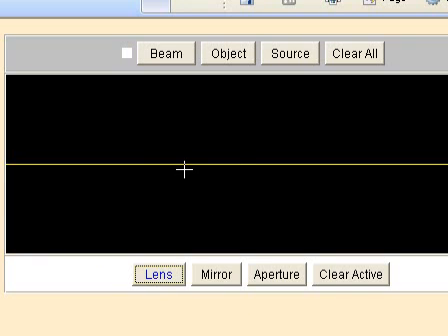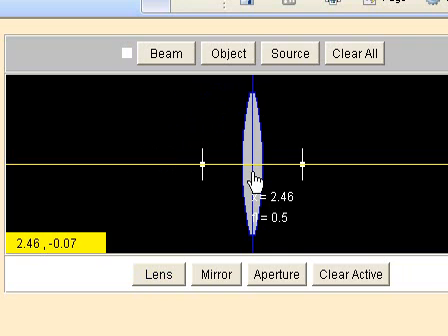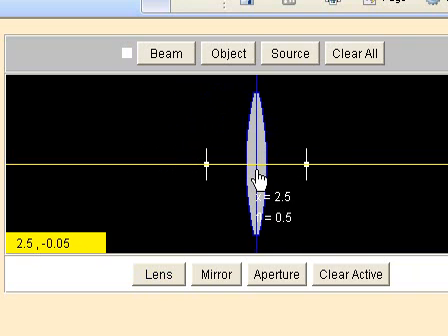So I'm going to click on lens and then click in here. And then I move that lens to x equals 2.50. So that is there. And the focal length to 0.5. And you know what? It was already at 0.5. So there we go.